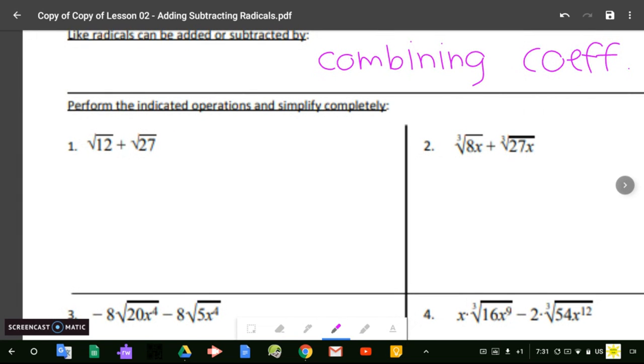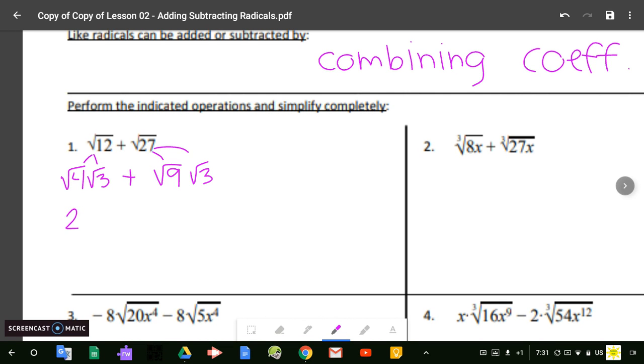Now, for number 1, this didn't start as like radicals. Sometimes you have to simplify the radicals in order to figure out if they're like radicals or not. So here I broke the 12 down into 4 and 3, and the 27 down into 9 and 3. This reduces down to 2 radical 3 plus 3 radical 3. So now these are like radicals, so I'm going to add their coefficients, and it's going to become 5 radical 3.